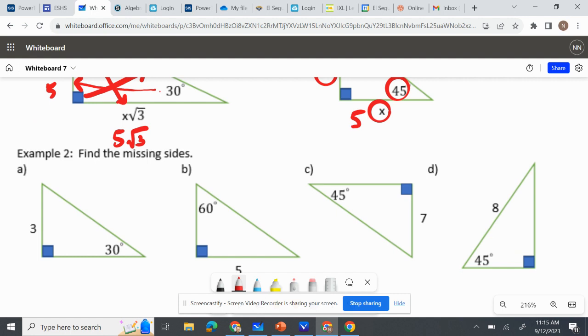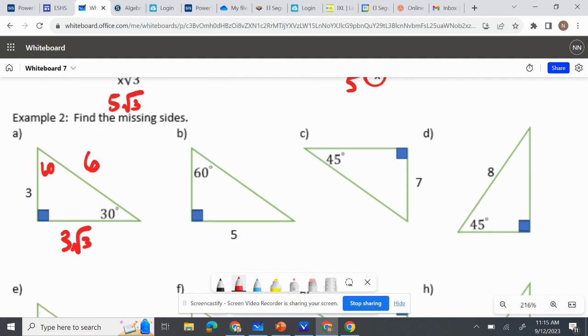For the first one, they tell us the 30 degrees, so we know it's a 30, 60, 90 triangle. That means the 60 degree side is 3 rad 3, and the 90 degree side is double that, which is 6. Now letter B is a little bit more difficult because they give us the 60 degree side.